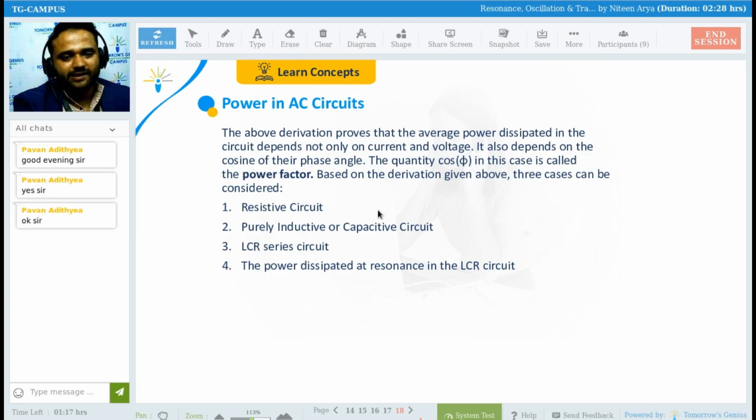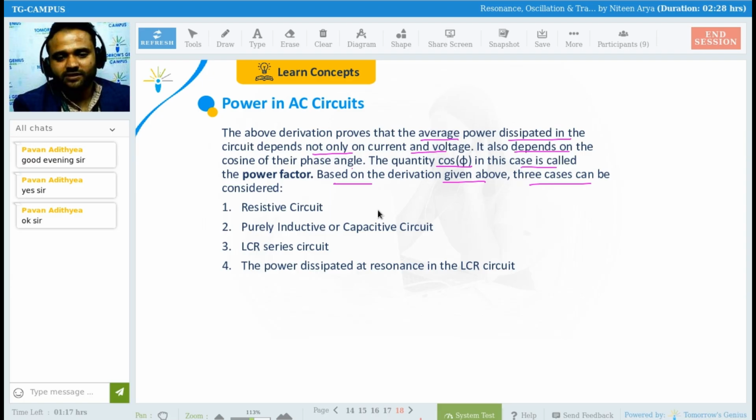Power in an AC circuit. The above derivation proves that the average power dissipated in the circuit does not depend only on current and voltage. It also depends on the cosine of their phase angle. The quantity cos phi in this case is called the power factor. Based on the derivation given above, three cases can be considered: resistive circuit, purely inductive circuit, and LCR series circuit.